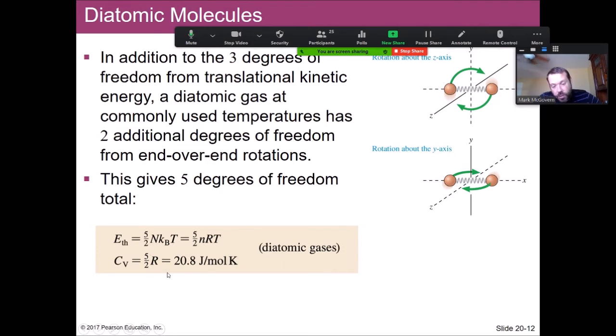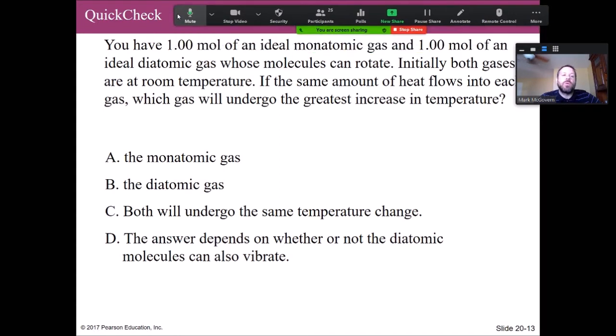Just take note of what gas you're working with here. Question for you. You have a mole of an ideal monatomic gas. You have a mole of diatomic gas. It's hot enough that things are going to rotate. Initially, both gases are at room temperature. If the same amount of heat flows into each gas, which gas will undergo the greatest increase in temperature? So we just got monatomic, diatomic, throw heat into them. What's going to experience the greater energy transition? I'll give you about 30 seconds, put a letter in chat there.